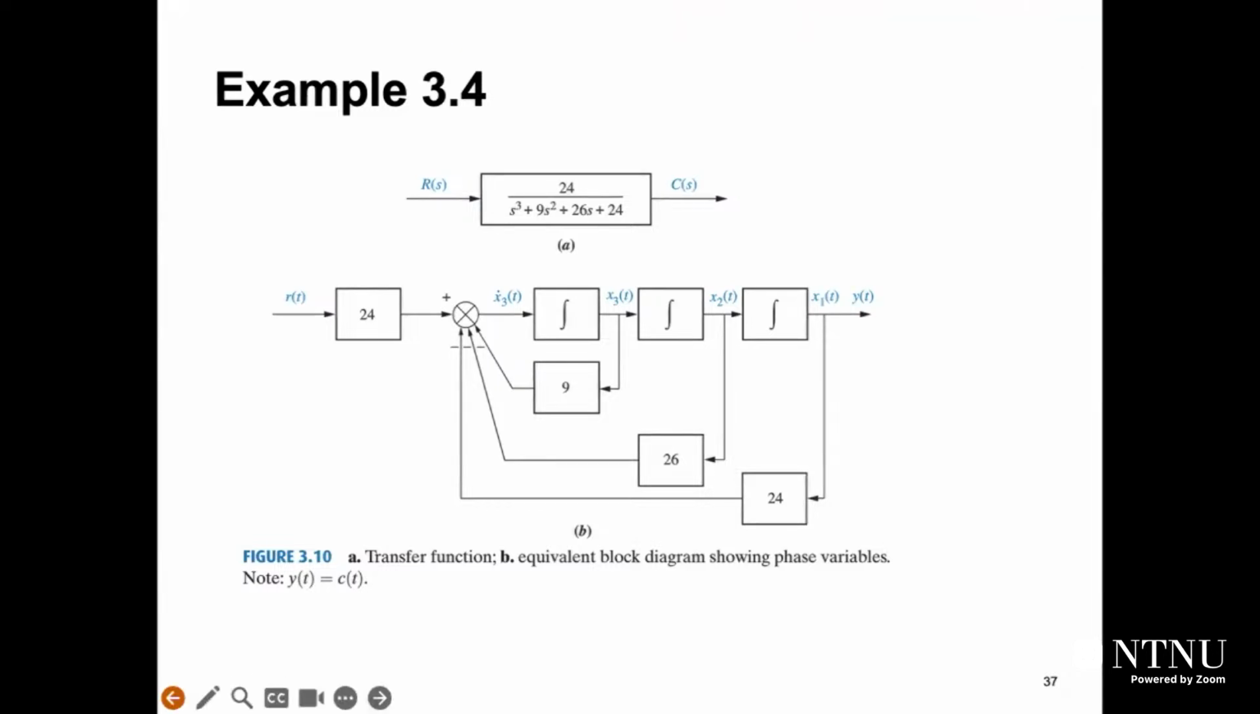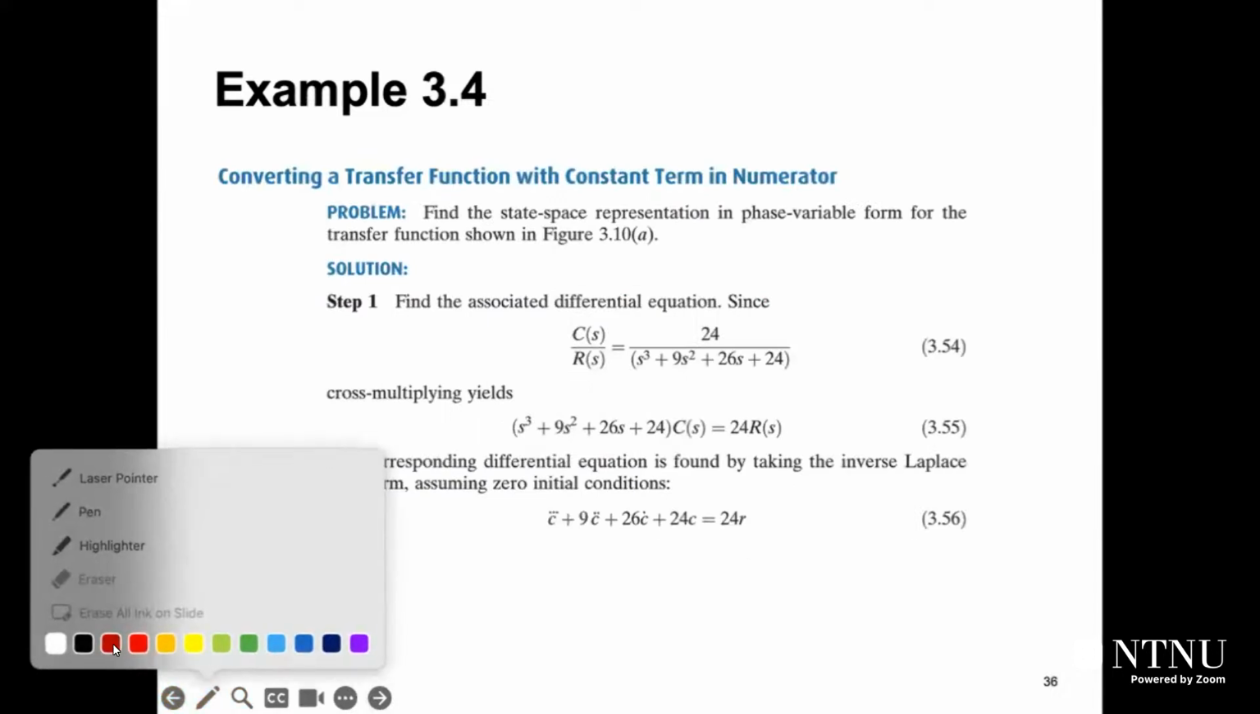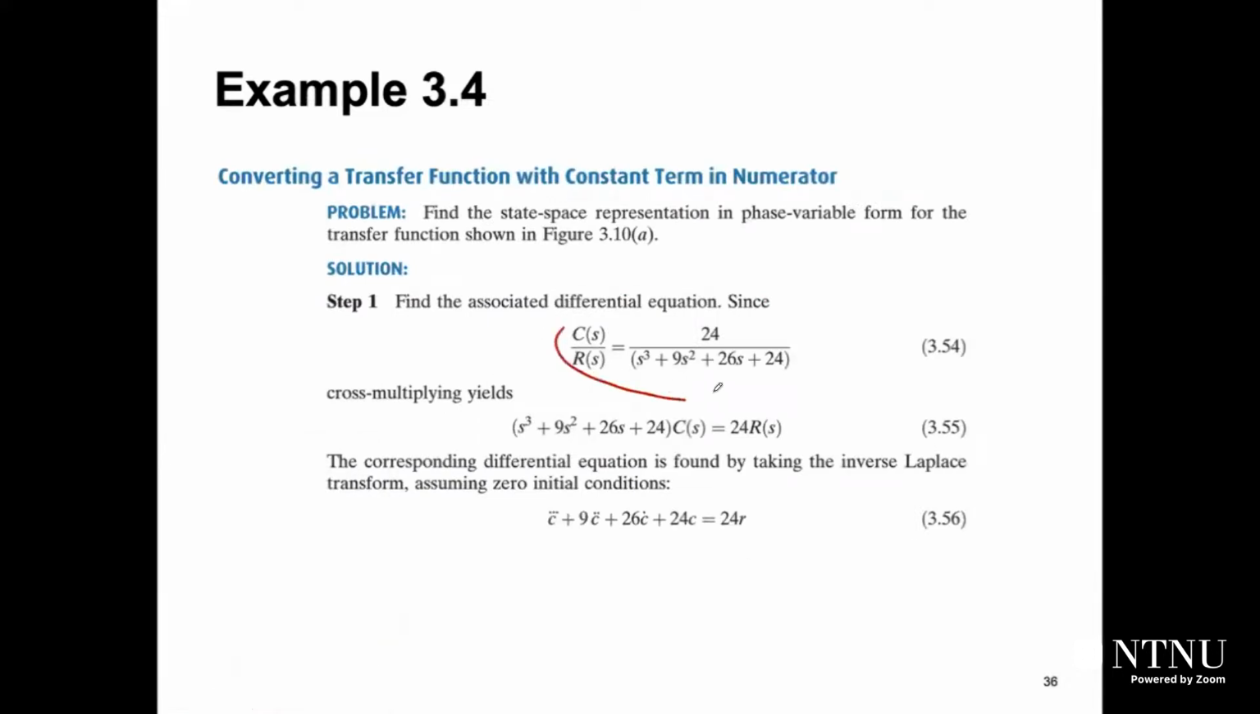In this example, we have a transfer function, and we need to find the differential equation which is associated with this transfer function. To do this, we need to cross multiply. On one side, we will have s cubed plus 9s squared plus 26s plus 24 multiplied by C(s). On the other side, we will have 24 multiplied by R(s).